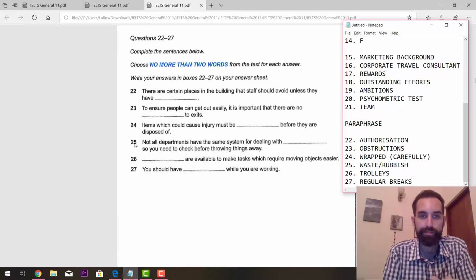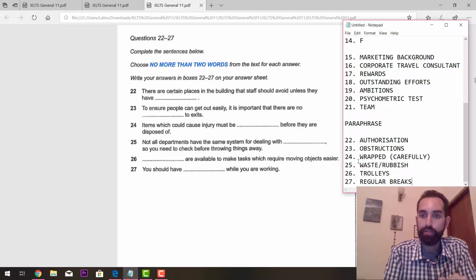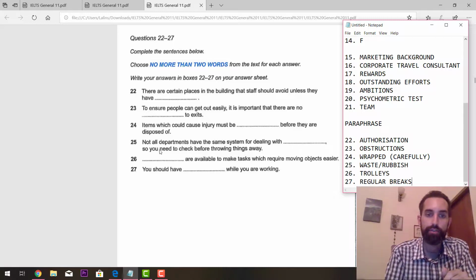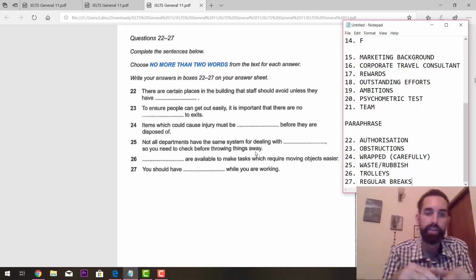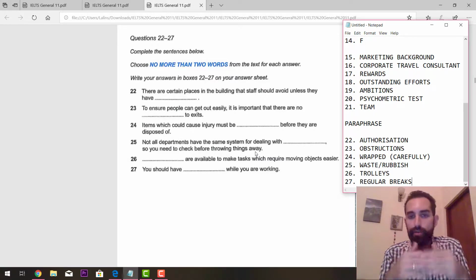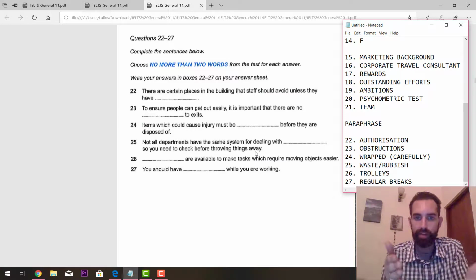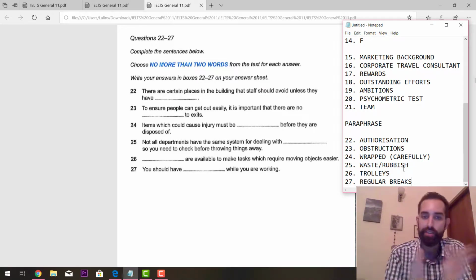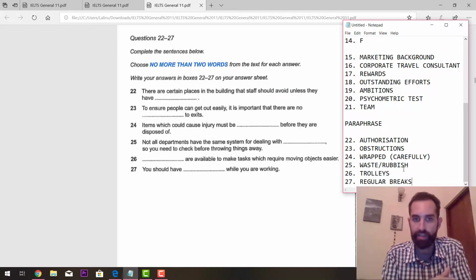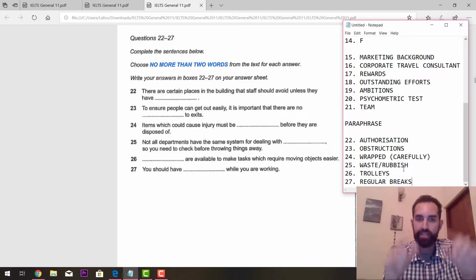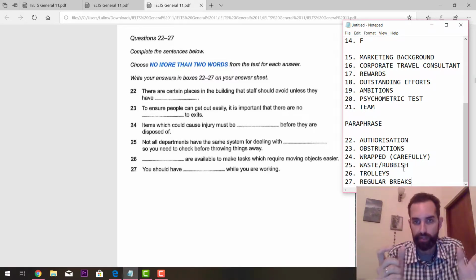Okay, 25. Not all departments have the same system for dealing with waste/rubbish. So you need to check before throwing things away. As they mentioned, not every department has the same procedures. So obviously they're saying to check how each section deals with waste/rubbish. Those are the two words they've used in the text. They didn't use garbage, so don't use the word garbage in this case. Only use the words you're given in the reading test. So you'd pick them out of the text, because they're giving you the words you're supposed to be using. All right.